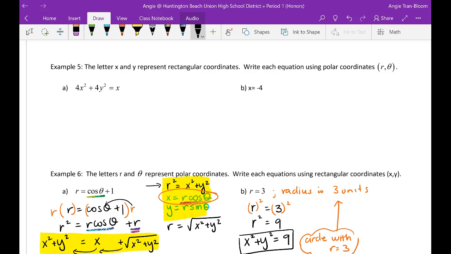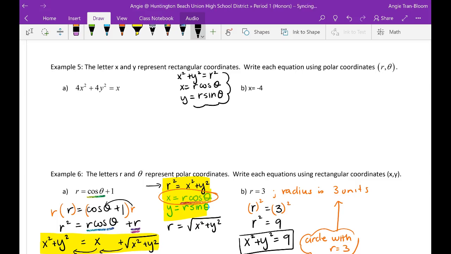So before we start, I will again remind you, x squared plus y squared is always r squared. Then x is always what in polar? x is always r times cosine of theta. Then y is always what in polar? r times sine of theta. These are the things that you're going to have to know and write down every time. The more you write, the more it's going to help you, and you're going to memorize that much faster.